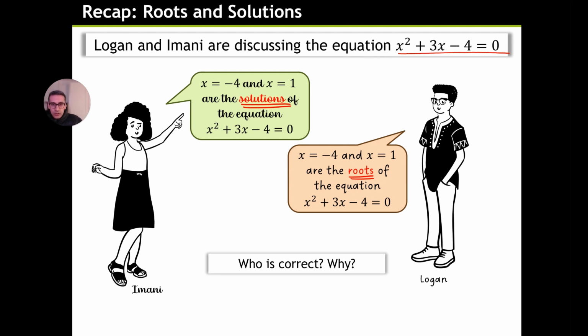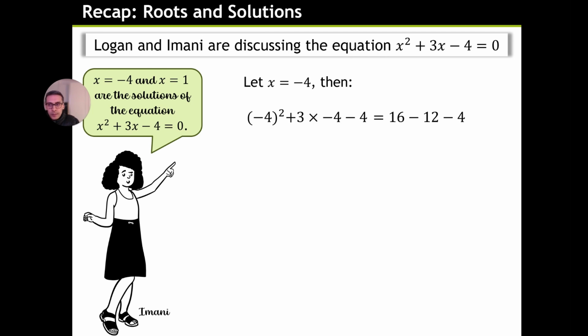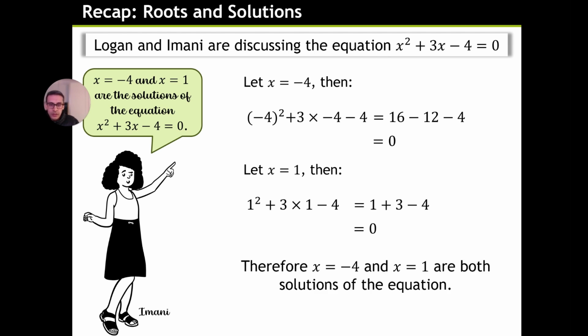So who's correct and why? Well, in this case, we can see that when you put -4 into the quadratic, you do get 0, and when you put 1 into the quadratic, you also get 0. So they are both solutions to this equation, so they both make it true.